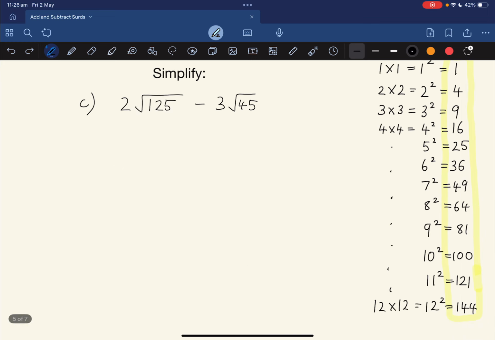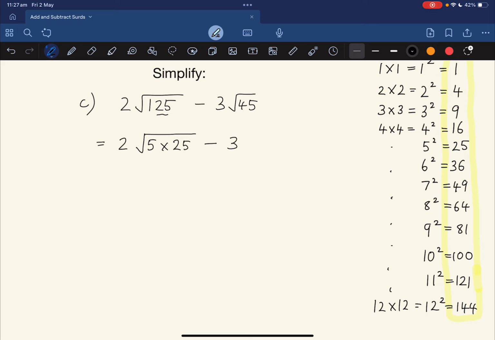Next one. 2 root 125, take 3 root 45. Now, bigger numbers seem scarier, but it's okay. When 25 is in a number, right? 25 is listed there. Well, 25 goes into 100 4 times. So 25 goes into 125 5 times. I'm only mentioning 25 because it is a square number. 5 squared is 25. So that's why I'm thinking of breaking it down into factors. 2 root 5 times 25.